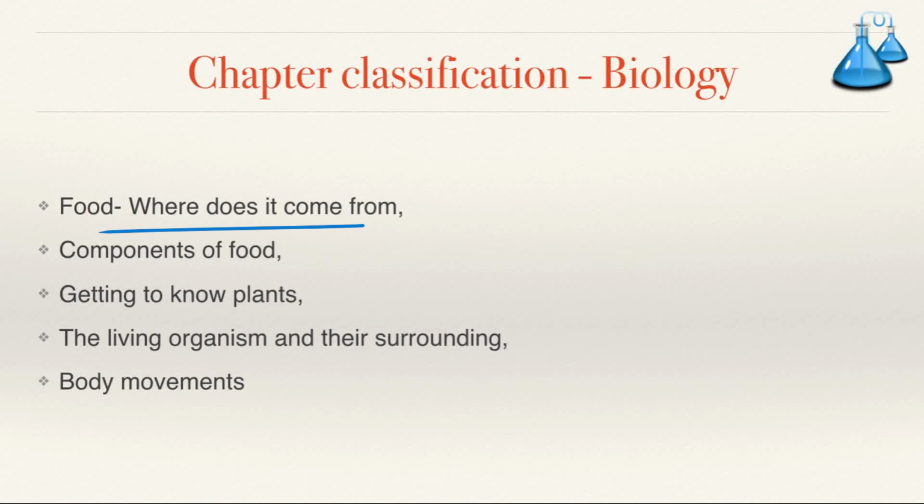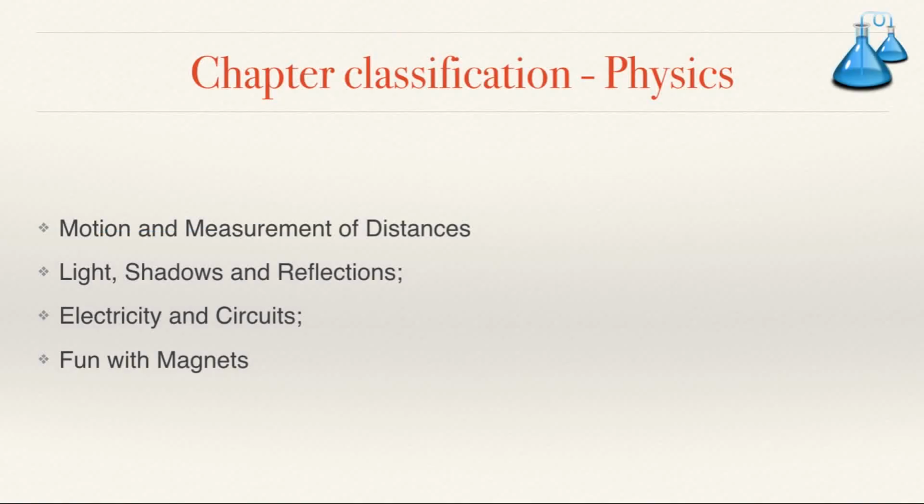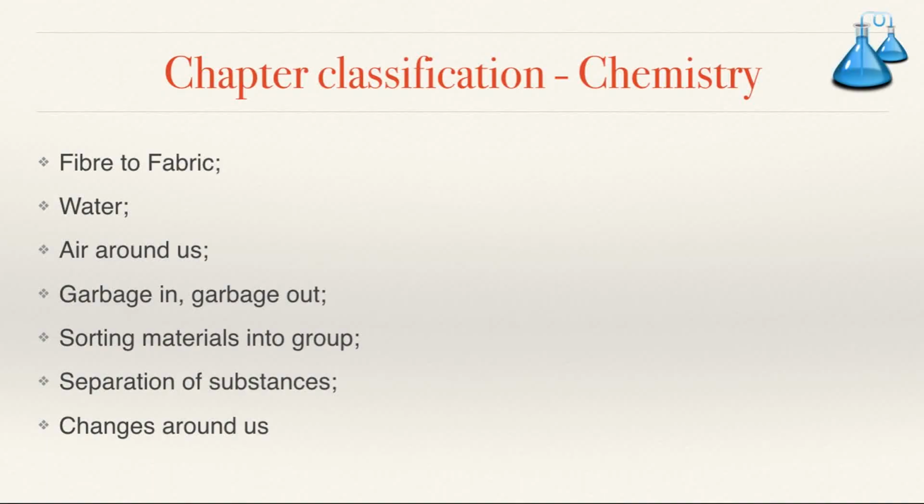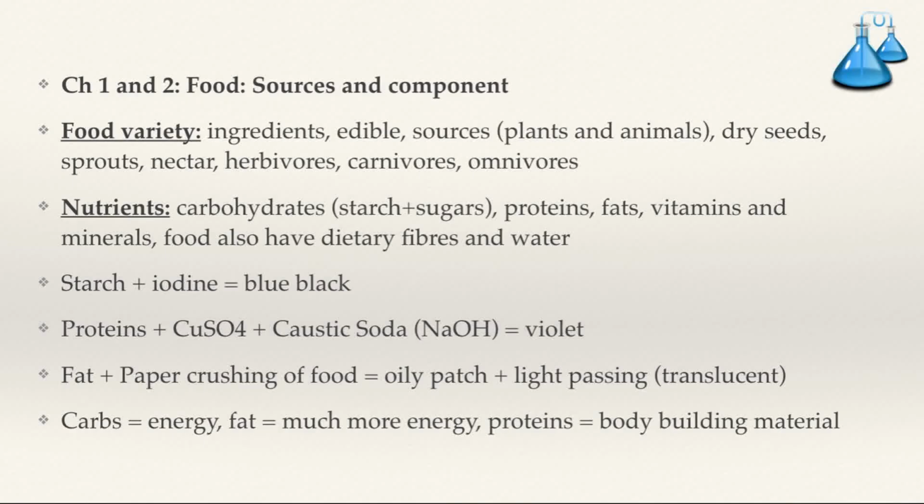Cool. So this is the chapter classification. In biology: food, where does it come from, components of food, getting to know food, living organisms and their surroundings, body movement. In physics: motion and measurement of distances, light, shadows and reflections, electricity and circuits, fun with magnets. In chemistry: fiber to fabric, water, air around us, garbage in, garbage out, sorting materials into groups, separation of substances and changes around us.